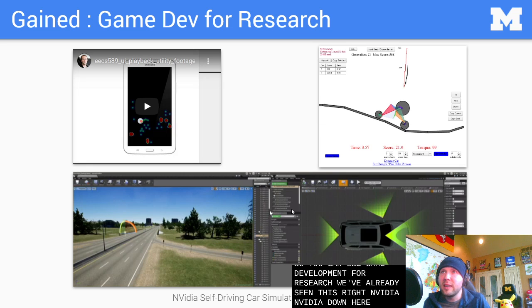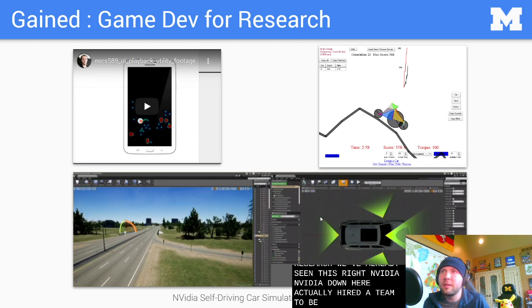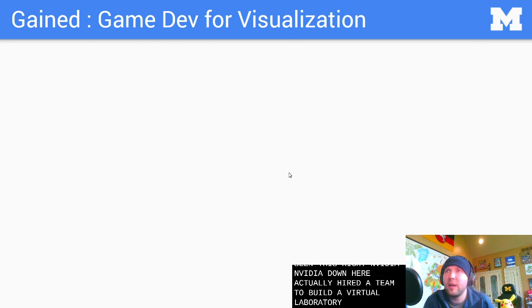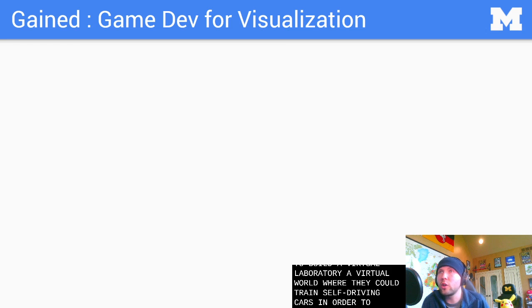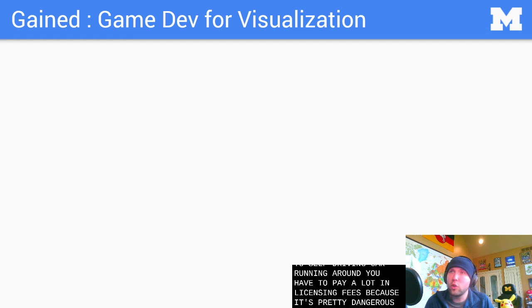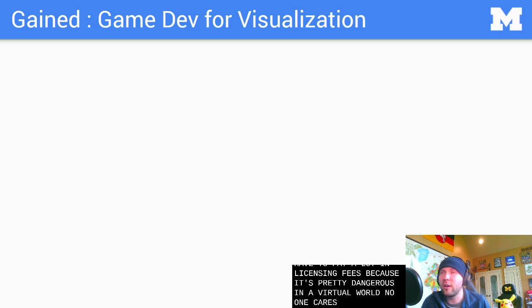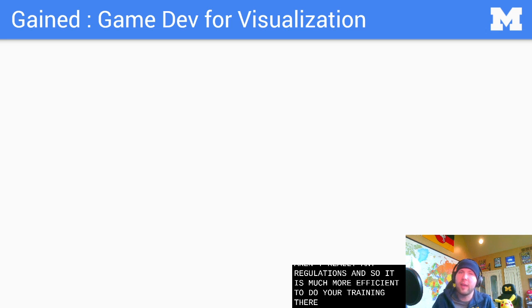NVIDIA down here actually hired a team to build a virtual laboratory, a virtual world where they could train self-driving cars in order to reduce the cost of training, right? In the real world, if you want a self-driving car running around, you have to pay a lot in licensing fees because it's pretty dangerous, right? In a virtual world, no one cares. There aren't really any regulations, and so it is much more efficient to do your training there if you can.